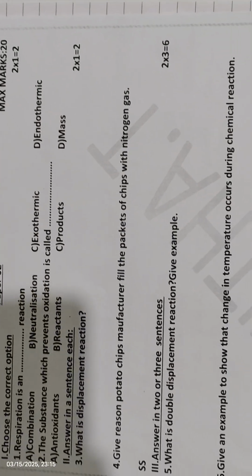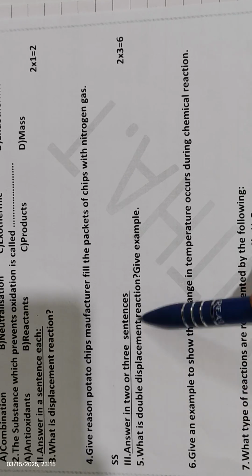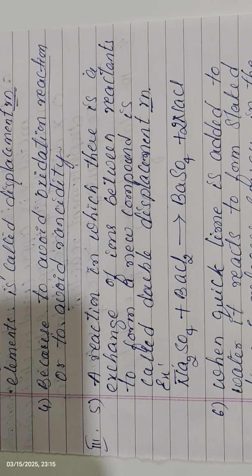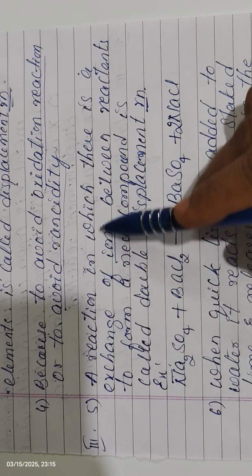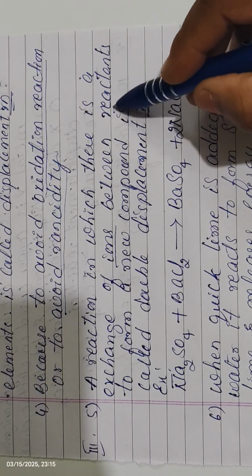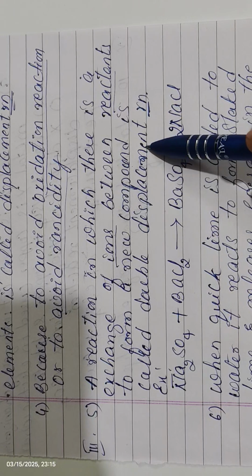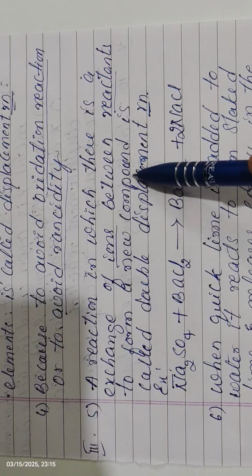Question number 5. What is double displacement reaction? Give an example. We'll see what a double displacement reaction is, with an example. A reaction in which there is an exchange of ions between reactants to form new compounds is called a double displacement reaction.